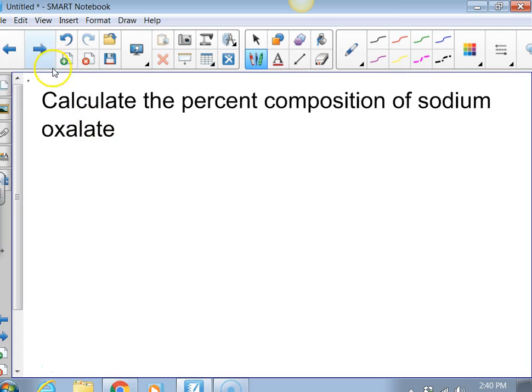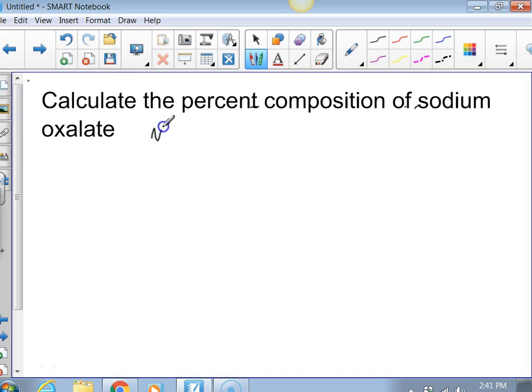First problem is to calculate the percent composition of sodium oxalate. In order to calculate the percentage composition of the compound by mass, we need to know the mass of the compound represented by the formula, or its molar mass, or it could also be the formula mass in atomic mass units. We're going to use molar mass exclusively through this calculation.